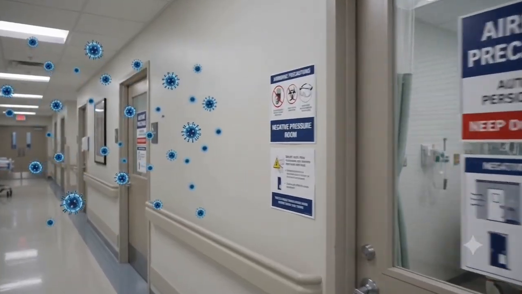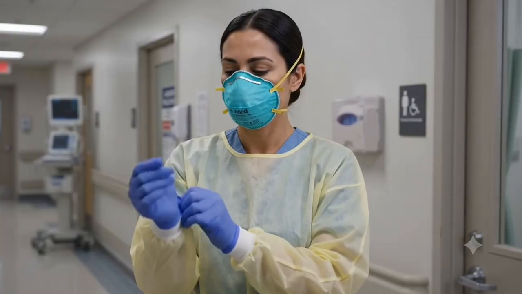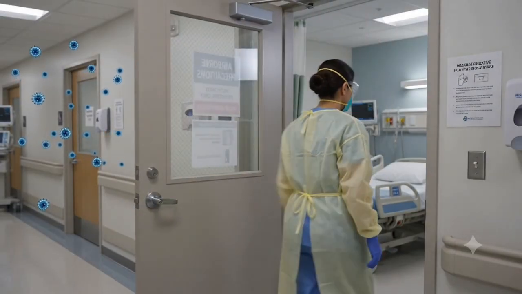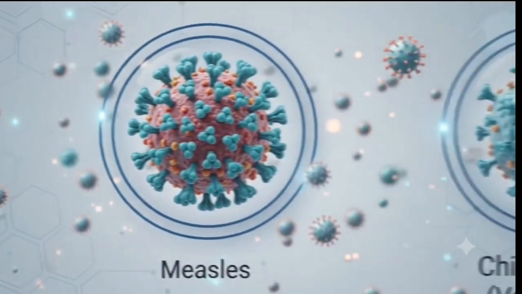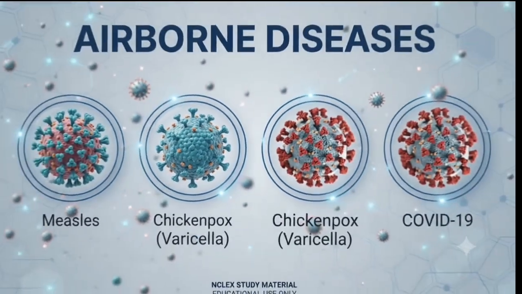Airborne precautions are used for diseases spread by tiny airborne particles. Wear an N95 respirator, gloves, and eye protection. Place the patient in a negative pressure room. Airborne diseases include tuberculosis, measles, chickenpox, and COVID-19. These infections spread through tiny airborne particles that can remain in the air and be inhaled.